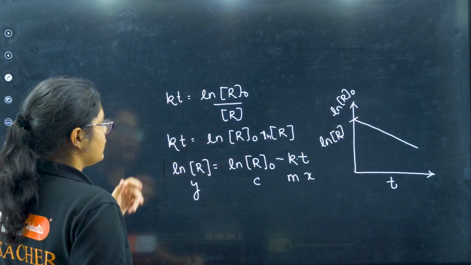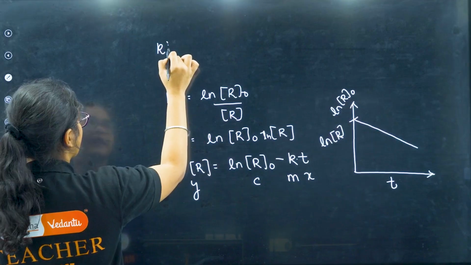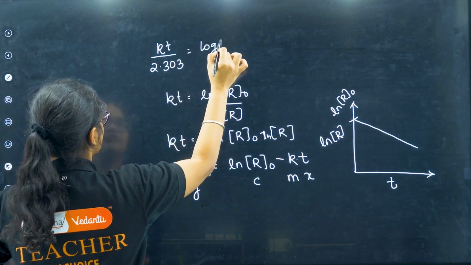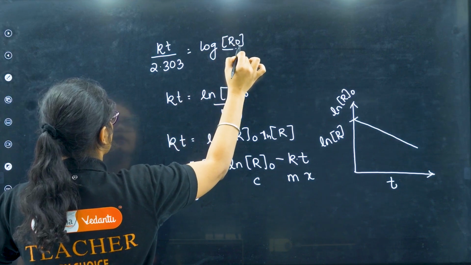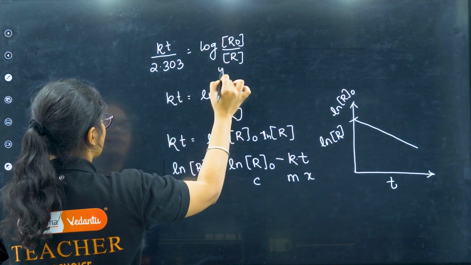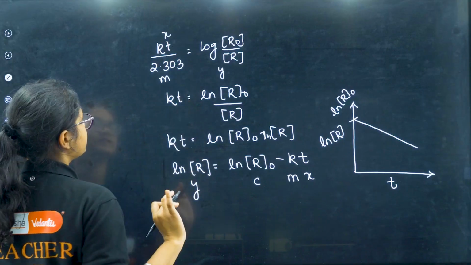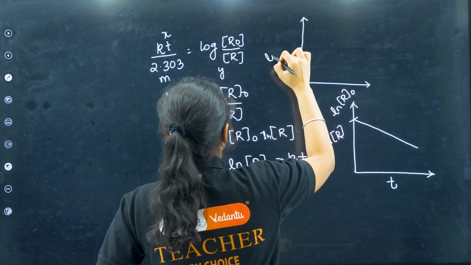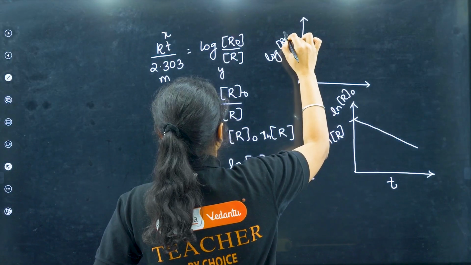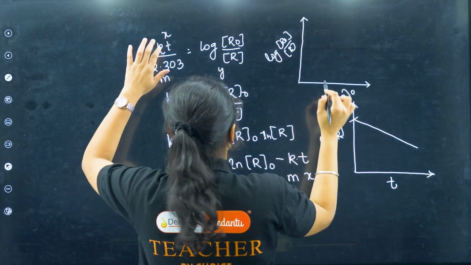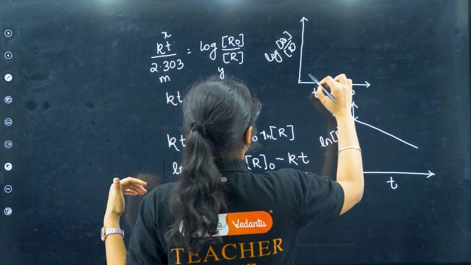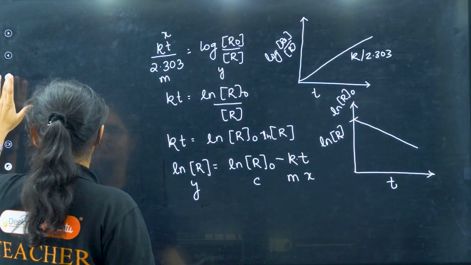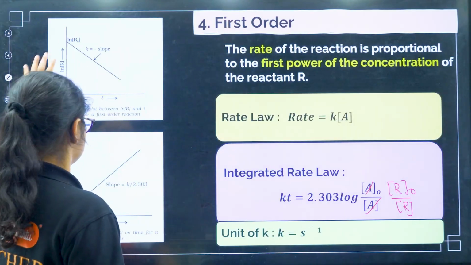Now if I convert it into log terms, then what I will get is kt by 2.303 is equal to log of R naught by R, right. So now if this is my y, this is m, and this is x, then there is no y intercept here, so I can draw a graph like this: log of R naught by R versus t. So the slope is k by 2.303, a straight line passing through the origin, okay. So these are the two equations that you will find, okay, you can see here.